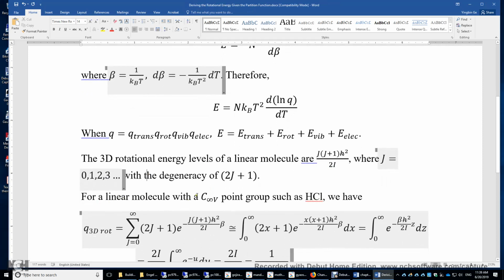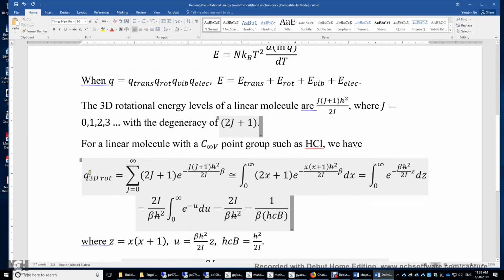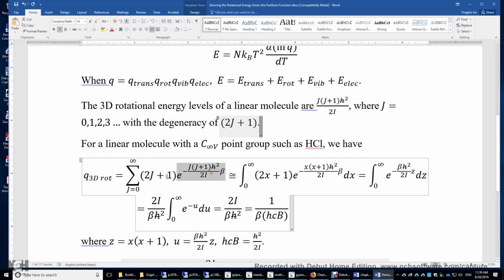For a linear molecule with a C infinity v point group, such as HCl, we have its three-dimensional rotational partition function as the sum of this exponential function times the degeneracy, 2J plus 1. Again, this is because the Jth energy level has a degeneracy of 2J plus 1. We need to include all those 2J plus 1 degenerate energy levels into account. And then I'm going to approximate the sum with an integral, and I'm going to copy the lower limit here, 0, and upper limit infinity here.